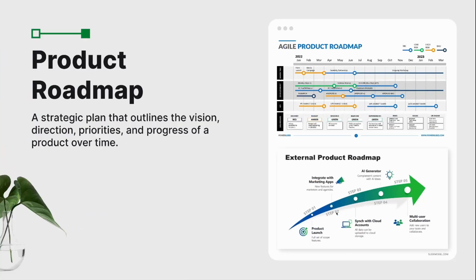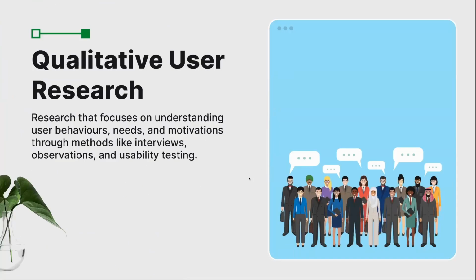Next, product roadmap, a strategic plan that outlines the vision, direction, priorities, and progress of a product over time. Next, qualitative user research. Research that focuses on understanding user behaviors, needs, and motivations through methods like interviews, observation, and usability testing.